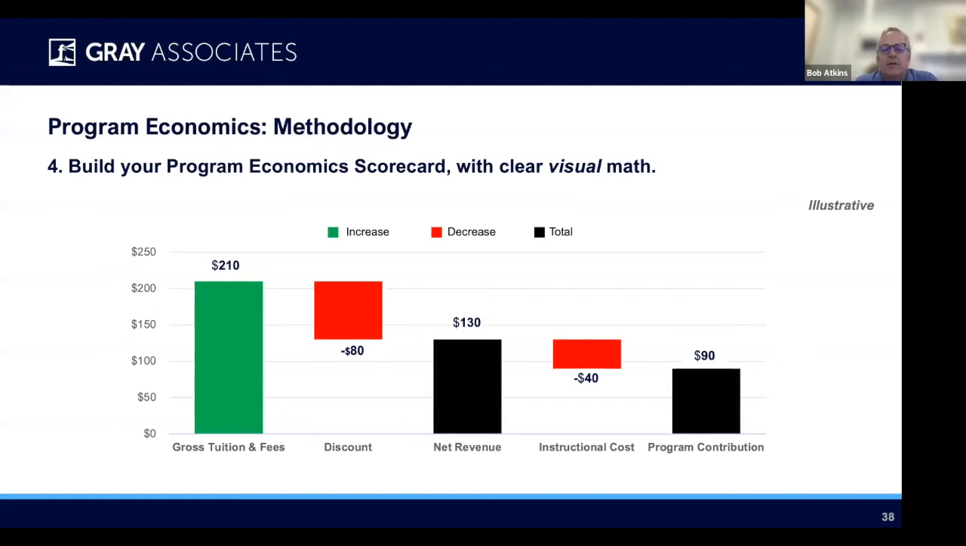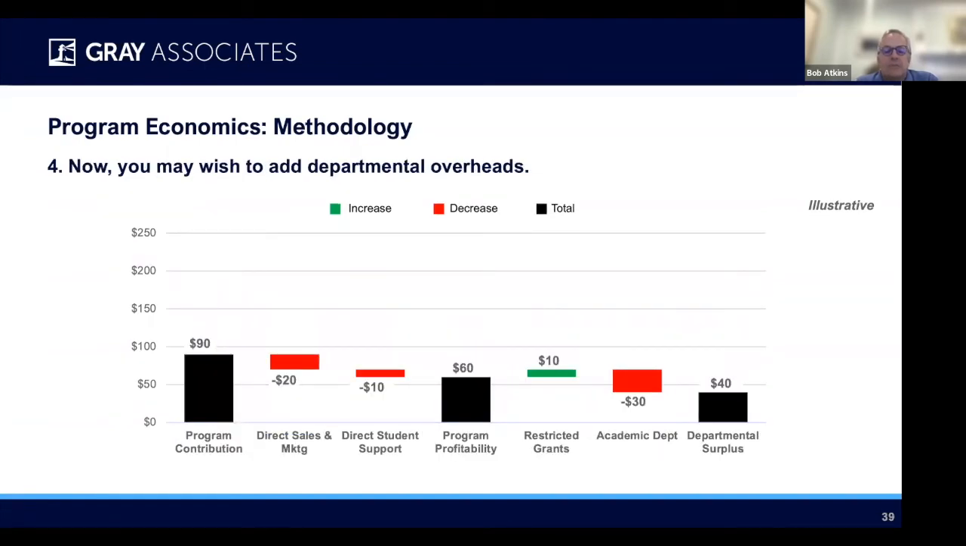That gets us to net revenue minus instructional costs. Now I'm at program contribution. And that is the amount of money that the program is generating to cover my departmental and institutional overheads. Now you can go ahead and allocate those out further if you want to, and there may be reasons to do that. And this is just an example.